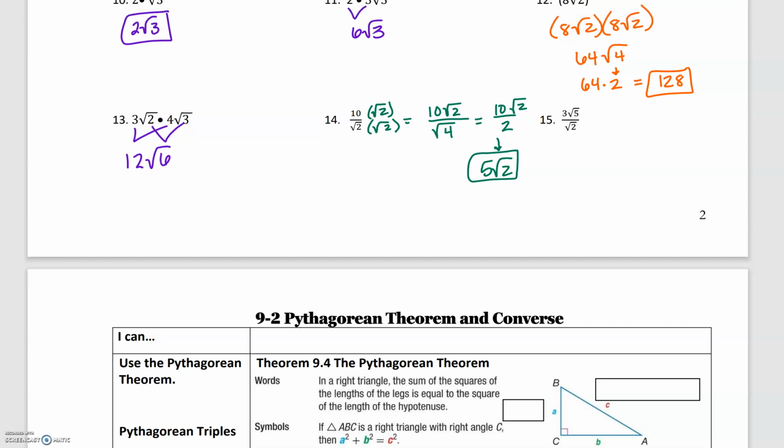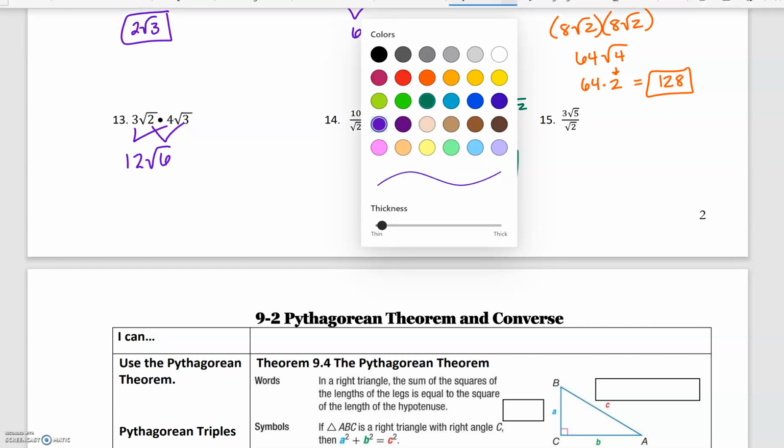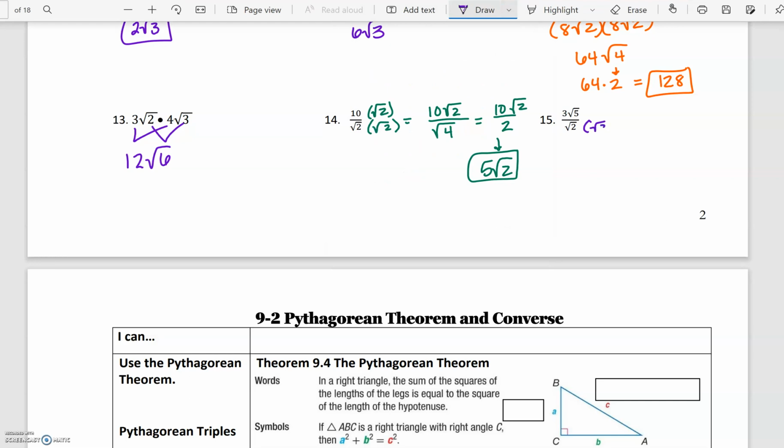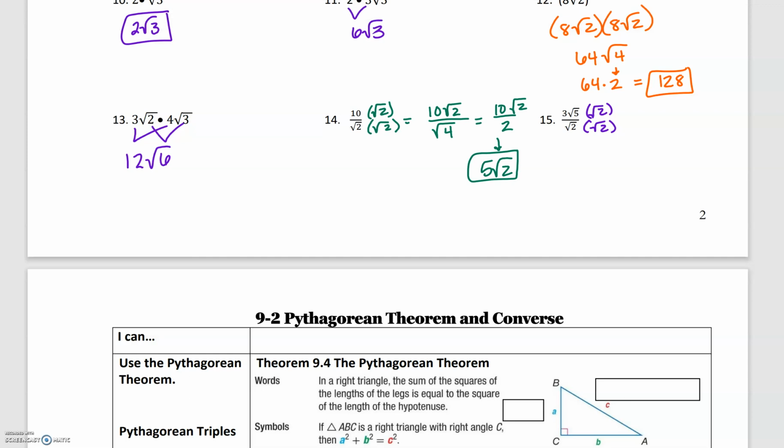So try number 15. Go ahead and multiply by, again, the radical in the denominator spot. And try it and see what you get. And hopefully you got 3 square root 10 over 2. Cannot simplify vertically, so we just leave it there.